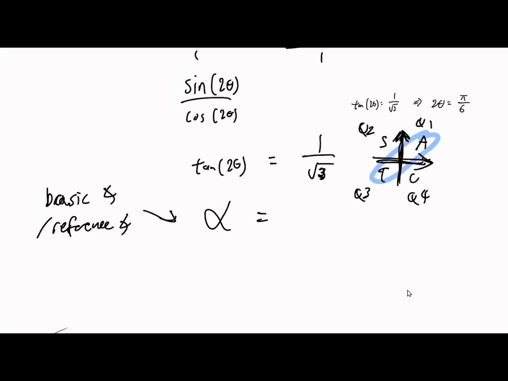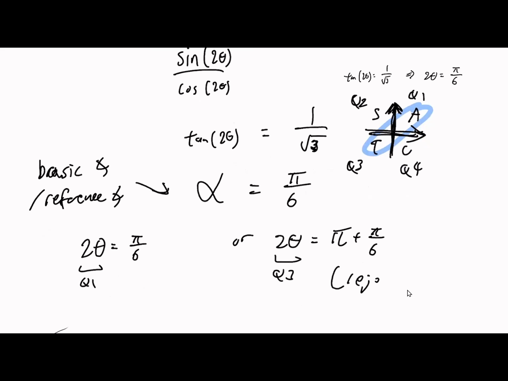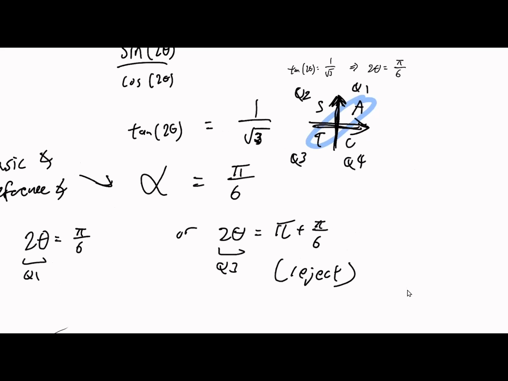So in this case, alpha, we found out, is pi over 6. That means 2 theta equals alpha, positive, so quadrant 1 or quadrant 3. Let's say this is the quadrant 1 angle, and this is the quadrant 3 angle. Quadrant 1 angle is pi over 6. Quadrant 3 angle will be? Pi plus pi over 6. Very nice.